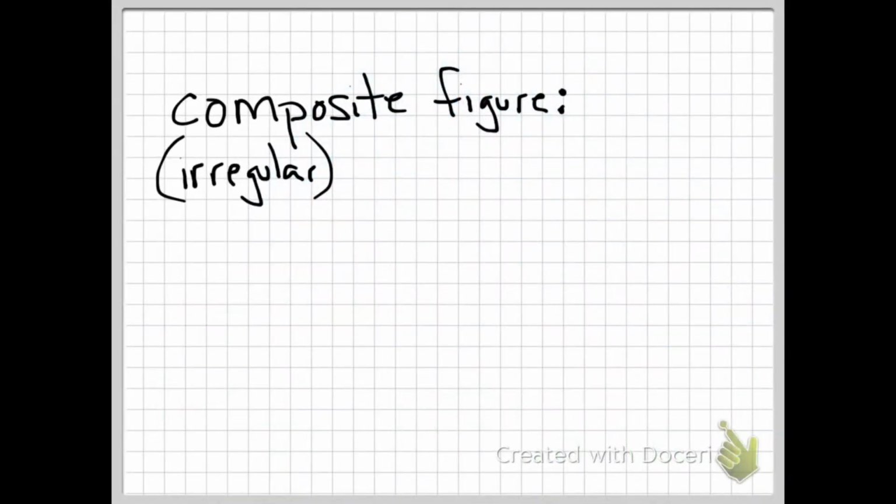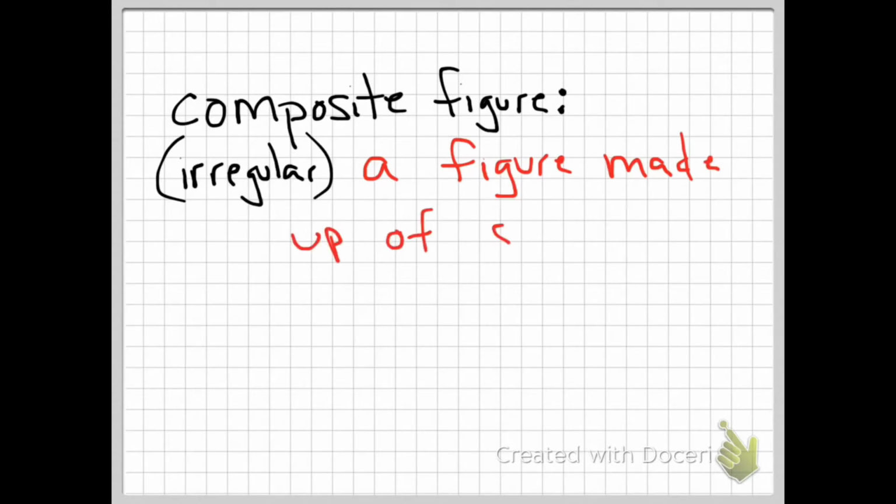How's it going, everybody? Today we're going to be looking at finding the area of irregular figures, also known as composite figures. So I think it's probably best to define what an irregular or composite figure is. That is a figure or shape, a bunch of polygons, made up of simple geometric shapes.